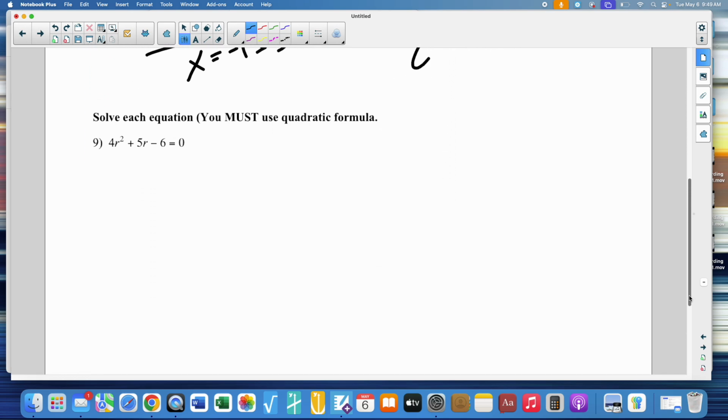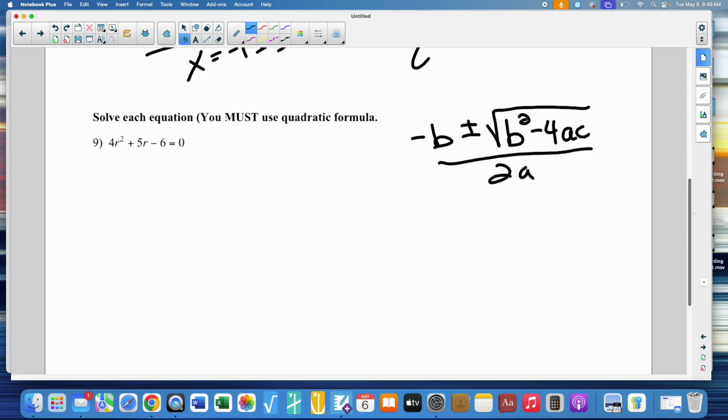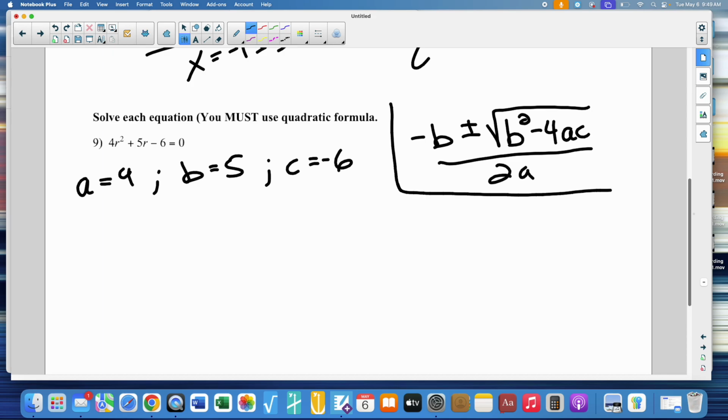All right, quadratic formula. Now we have to use the quadratic formula. Quadratic formula is the opposite of b plus or minus the square root of b squared minus 4ac all over 2a. And it's when it's isolated for 0, where a is my coefficient of r squared. So my a value in this example is 4. My b value is going to be the coefficient of r. And my c value is going to be the constant. So we have a of 4, b of 5, c of negative 6. And now we're going to take these values and plug it into the quadratic formula.